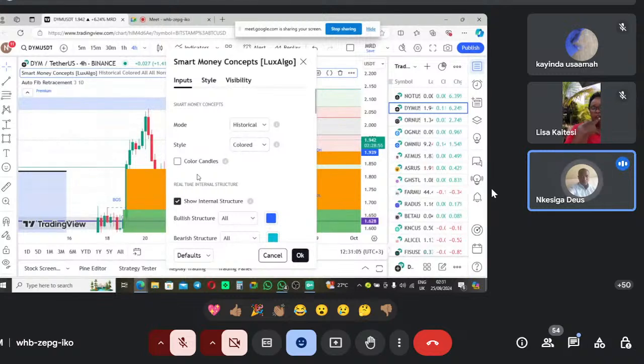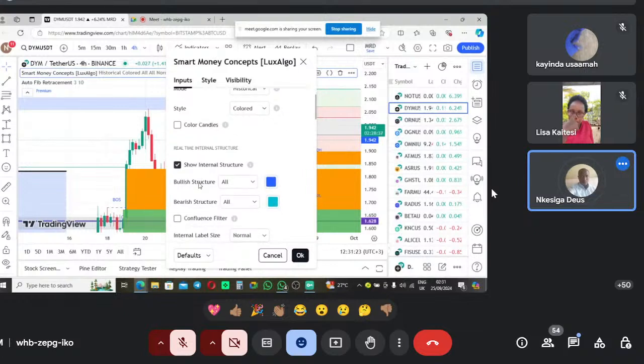So these are the settings of smart money concept. On inputs, we just remain here on inputs. Nowhere else you need to go. So let us look at the smart money concept settings. Don't mind the colors that I have on the chart. What we need to understand is what the colors are representing. Are they representing bullish, or are they representing bearish?